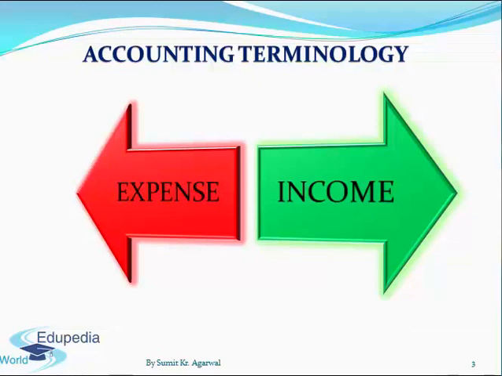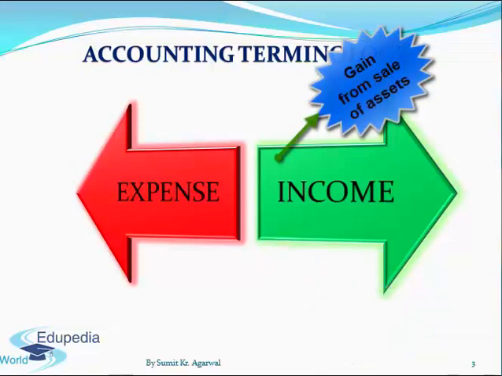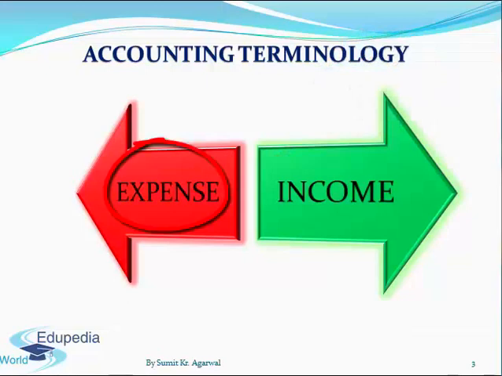Therefore, income for a business can be divided in two parts. One is revenue income, which comes from normal operations of the business, and the second is gain from sale of assets. Now let's understand expense.